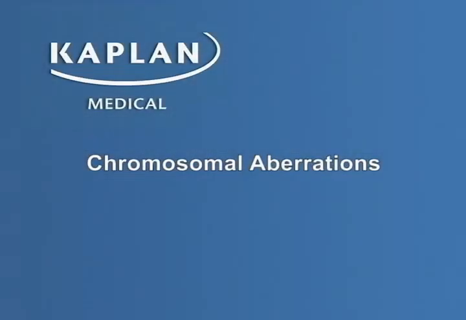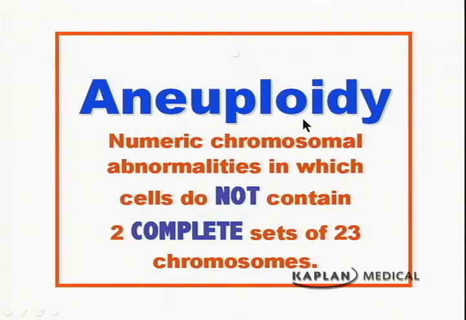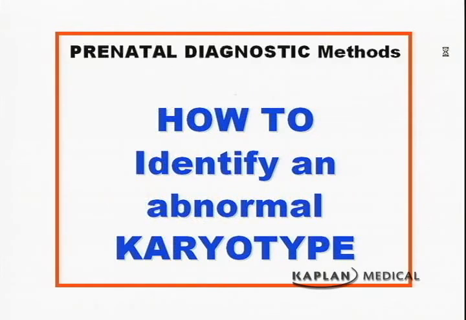All right, let's look at the various kinds of chromosomal problems that we can have. Aneuploidy is a term that I've used many times. Let's just define it. Aneuploidy is any time when there are numeric chromosomal abnormalities where the cells do not contain two complete sets of 23 chromosomes. It may be fewer chromosomes, it may be more chromosomes, it may be rearrangements. That is a generic term, aneuploidy.